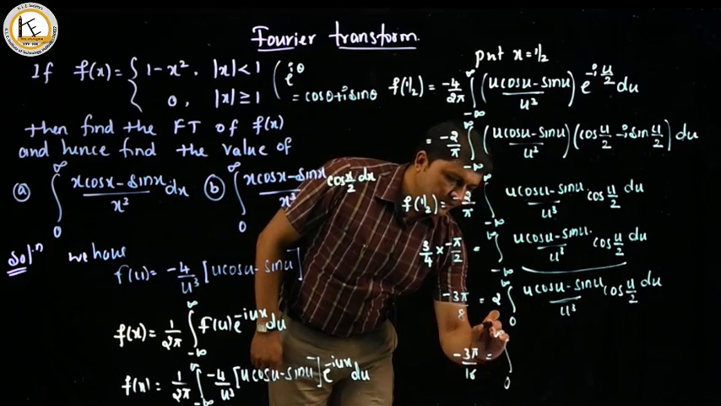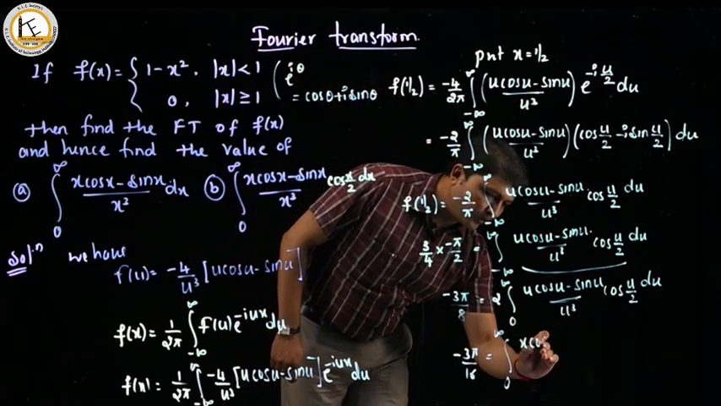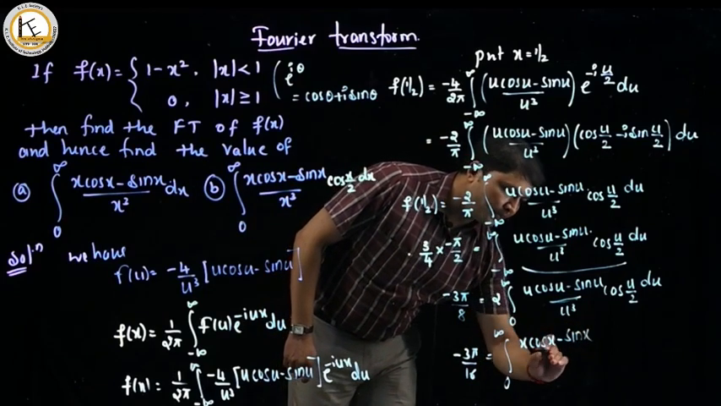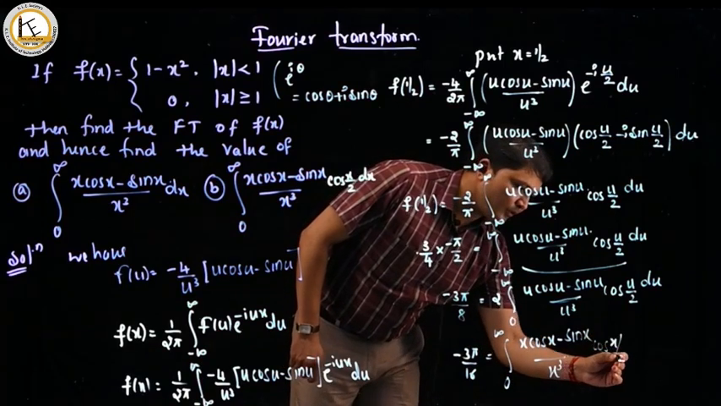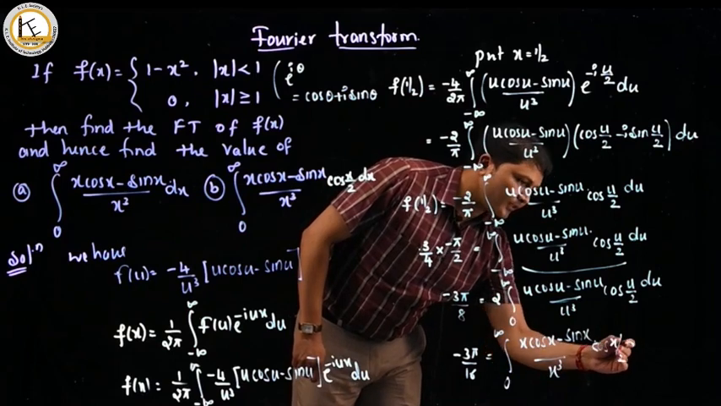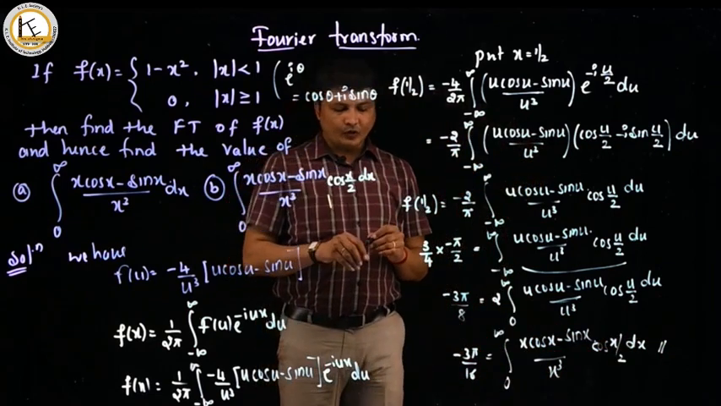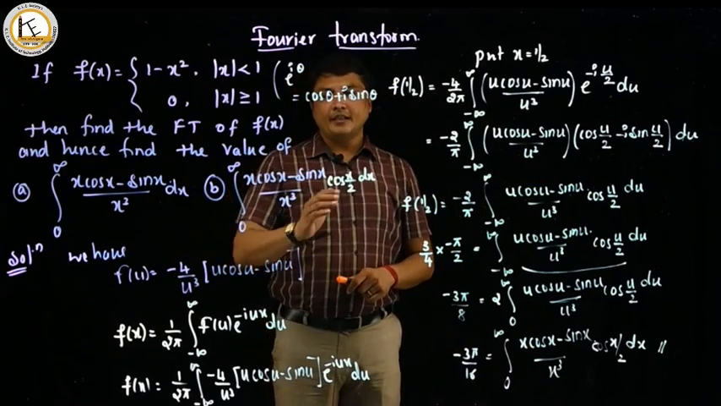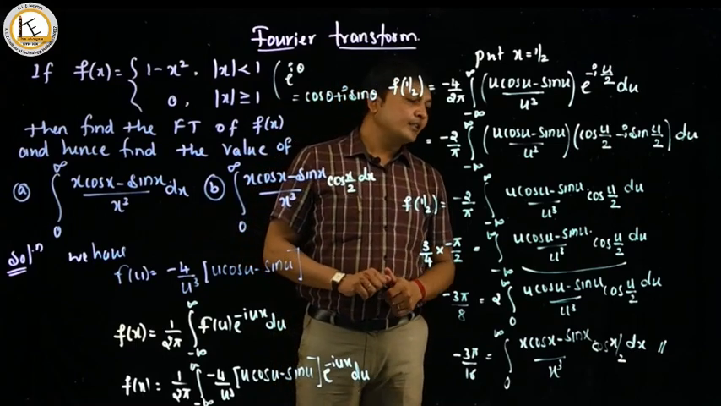So we have the final integral from 0 to infinity of x into cos x minus sin x divided by x cube into cos of x by 2 with respect to x, and hence this is the value of the integral of x cos x minus sin x divided by x cube into cos x by 2, and hence the proof.